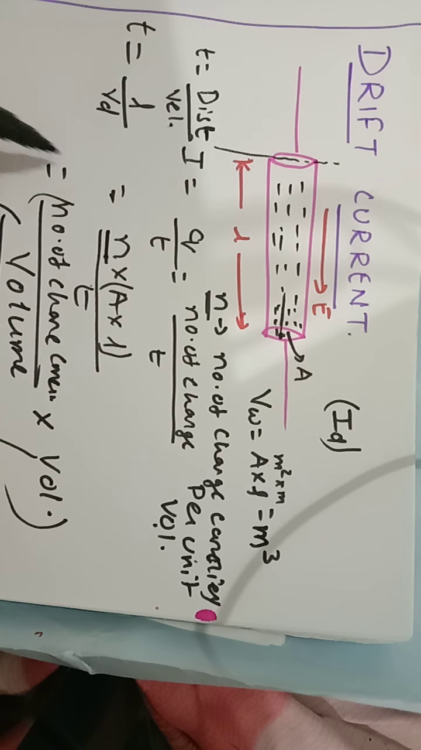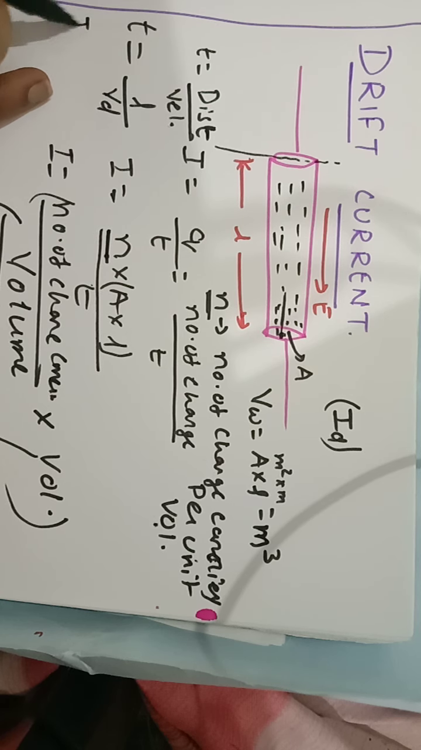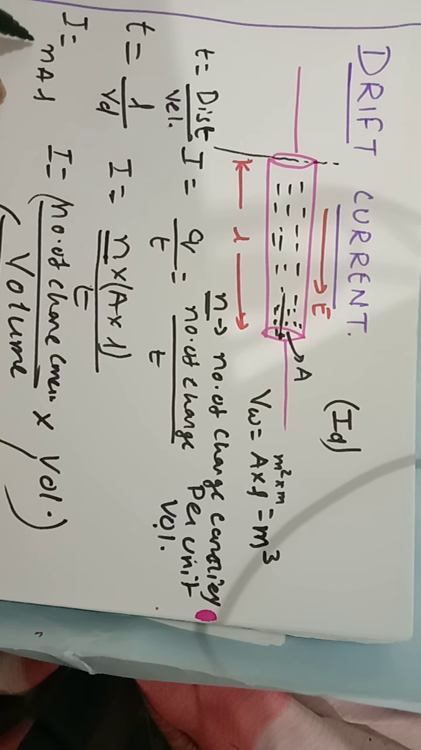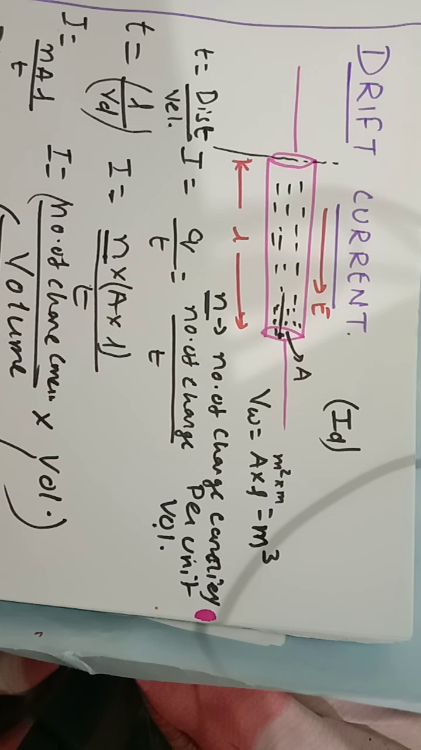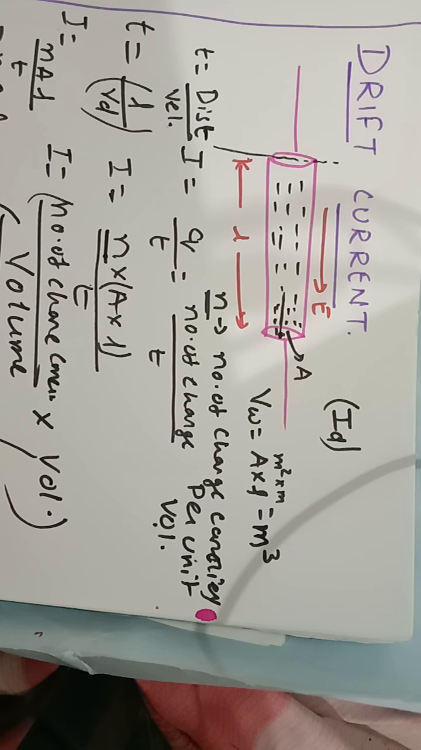So now we were calculating current. What will be the current? Current was NAL by T. T is L by Vd. So write NAL by (L by Vd). This L and this L will get cancelled and Vd will go up, right?